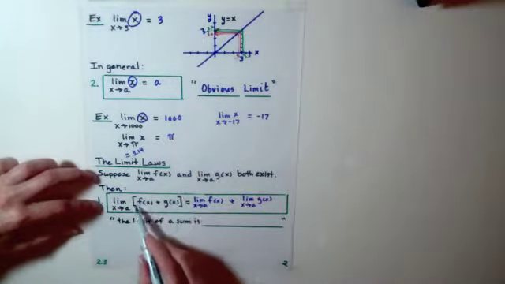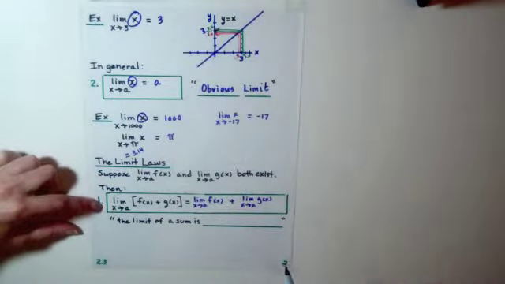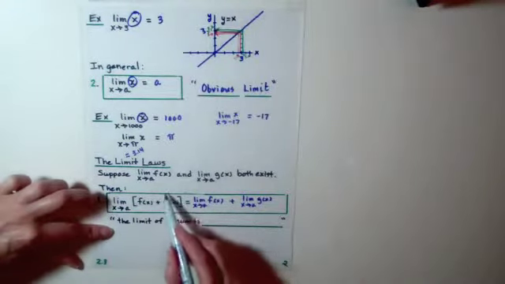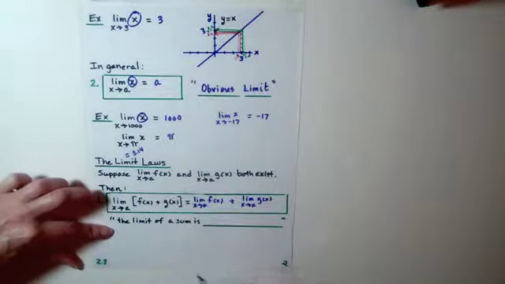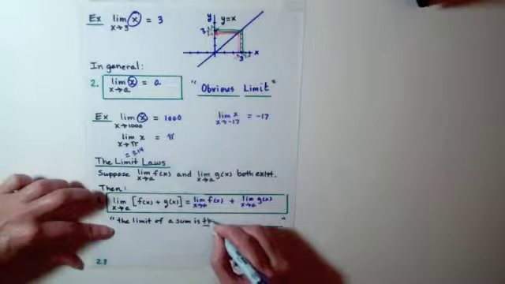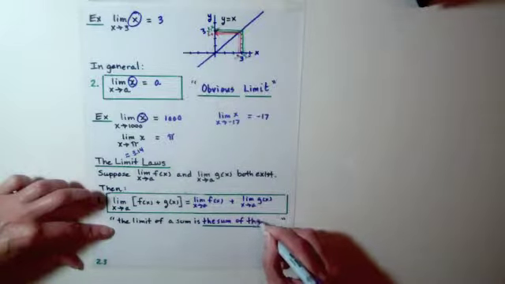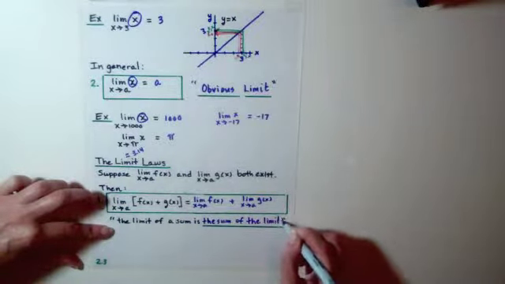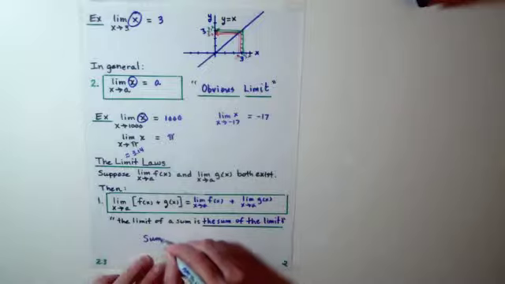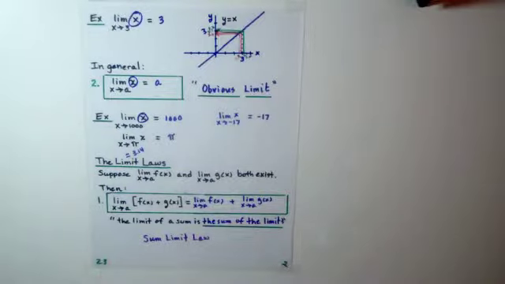We take a more complicated sum function, and to find its limit, we break it into two smaller limits, which hopefully we can find. In words, we say the limit of a sum of two functions is the sum of the individual limits. So I'll write down here: the sum of the limits. And so the limit of a sum is the sum of the limits, and this is referred to as the sum limit law, or the sum limit theorem.